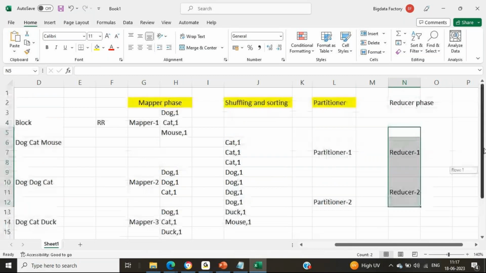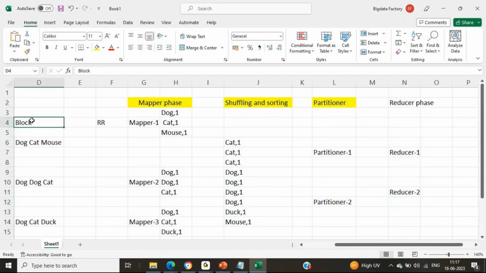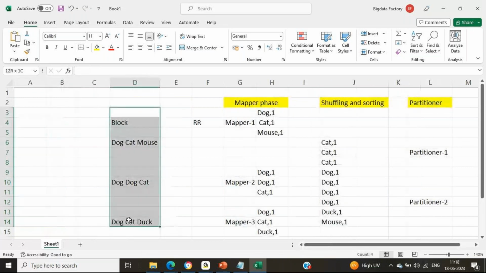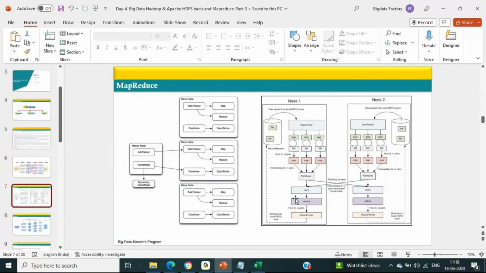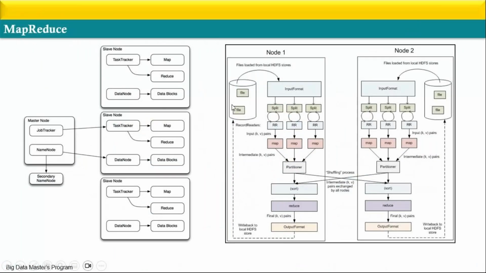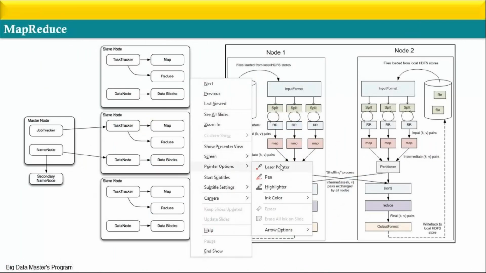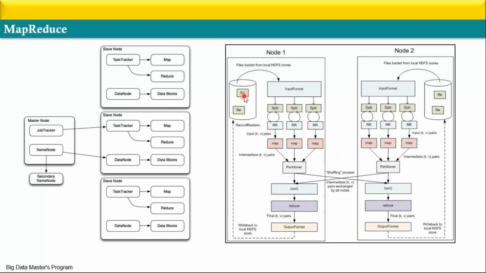Let me explain it once again. The data we were having has been split with the help of input split. Let me walk you through the presentation, in which I have a good diagram. So we have a file that has been given to input split. Input split has split this particular file in terms of blocks. Now these blocks are given to the record reader.